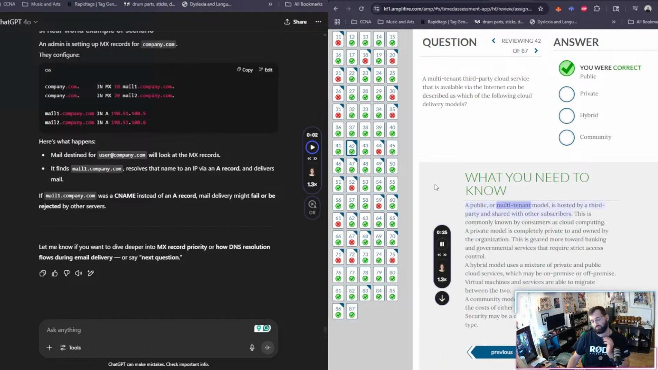A public or multi-tenant model is hosted by a third party and shared with other subscribers. This is commonly known by consumers as cloud computing. A private model is completely private to and owned by the organization. This is geared more toward banking and governmental services that require strict access control. A hybrid model uses a mixture of private and public cloud services, which may be on-premise or off-premise. Virtual machines and services are able to migrate between the two. A community model is where several organizations share the costs of either a hosted private or fully private cloud. Security may be a concern with this implementation type.